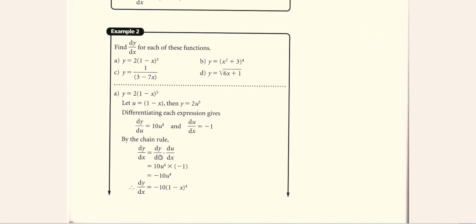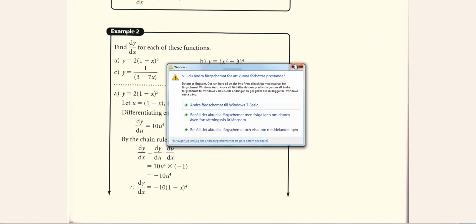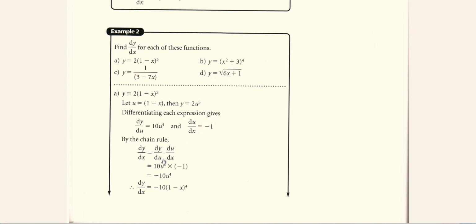But first we have this part, the first part, and the second part. The first part is this, dy du. So we're going to write 10u to the power of 4. And then times du dx, the inner part, which is minus 1.